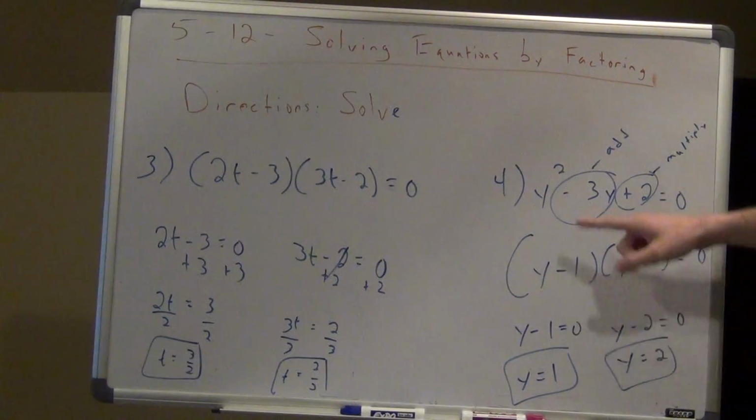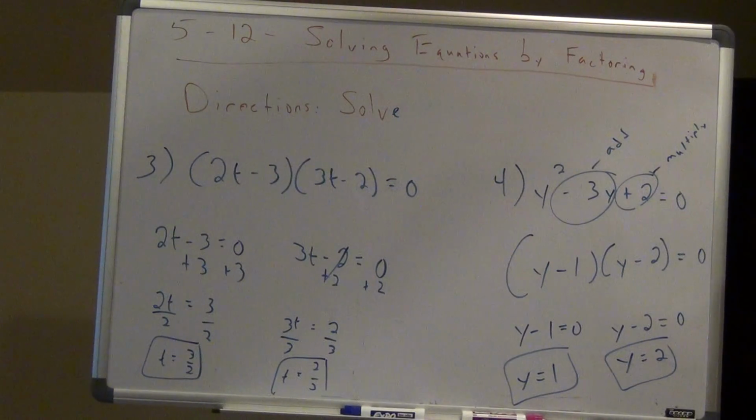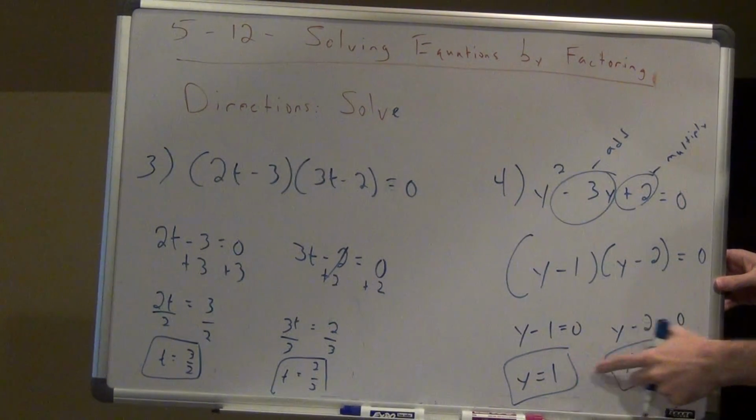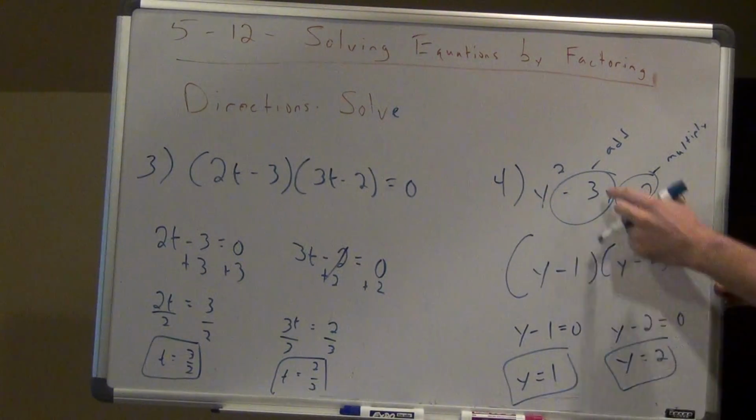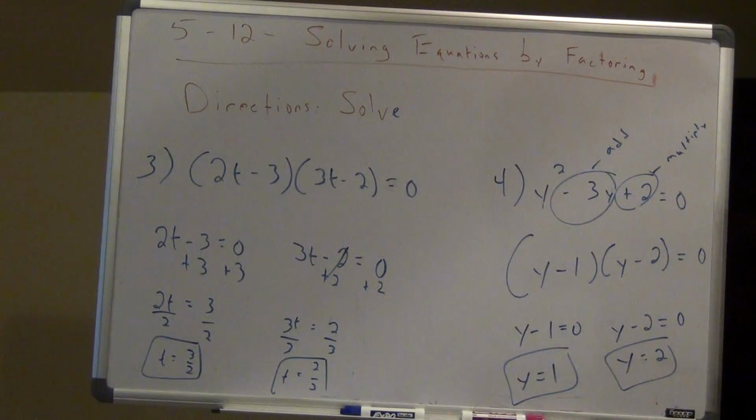And the way to check your answer is, if I put either of these numbers, if I put 1 in here or 2 in here, I should get the answer of 0. So that's your way to check. If you're unsure if your answer is correct, plug these numbers back in. If they give you 0, great. If they don't give you 0, try again.